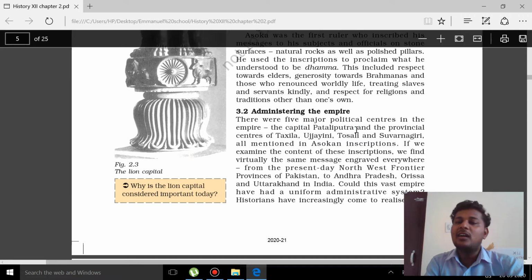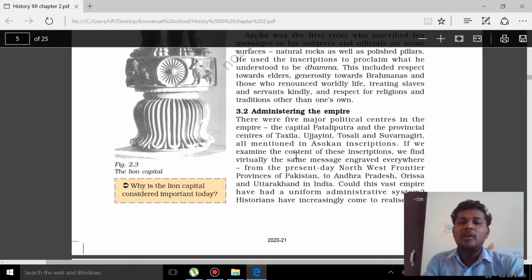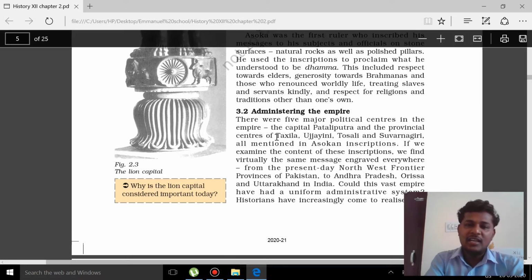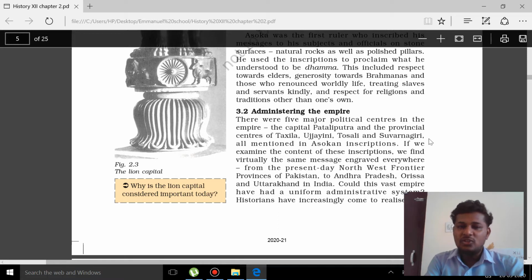First one where the emperor used to be seated, that is Patliputra. The emperor used to be seated in Patliputra. And provinces, like we have central government and state government. At that time all these political processes started, though they existed earlier too. So provincial centers like Takshila. These places are on the map, and if the map is given, it's very important. And Ujjaini, Tosali and Suvarnagiri. These are the 4 provincial centers. So total 5 major political centers. All this is mentioned in Ashokan inscriptions.